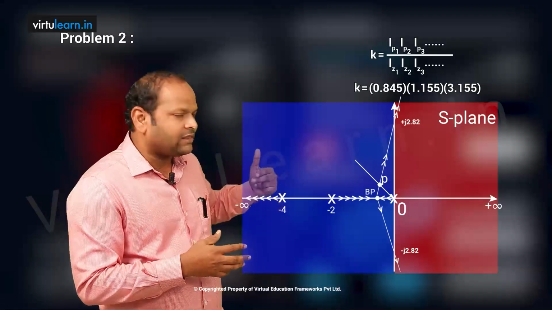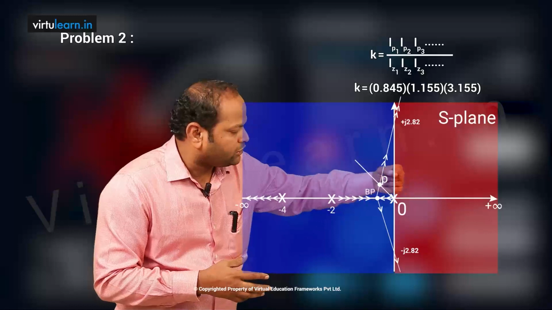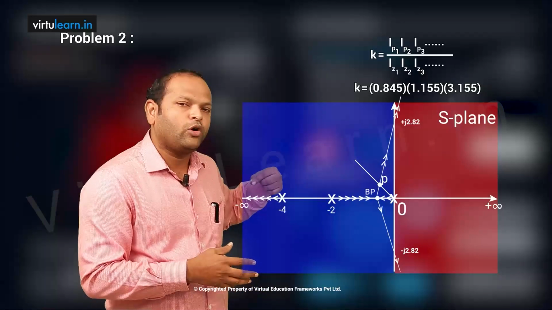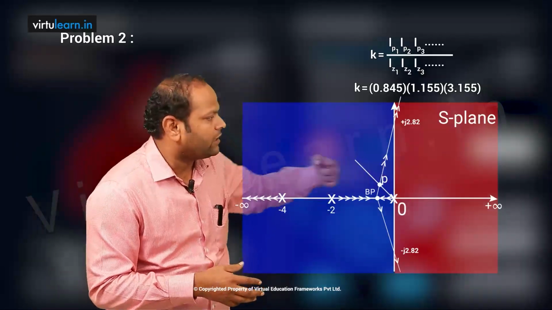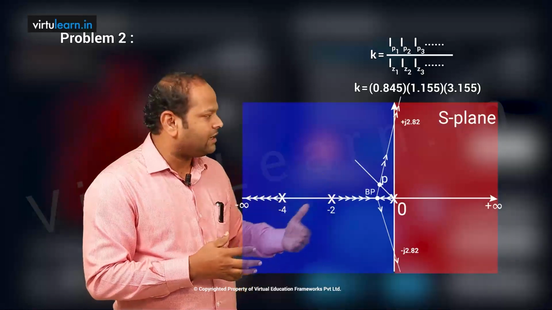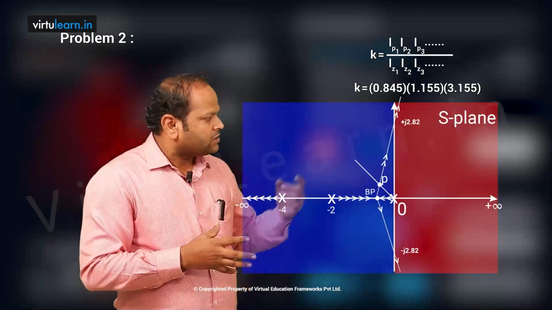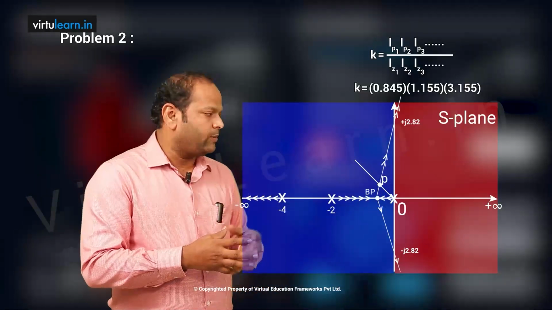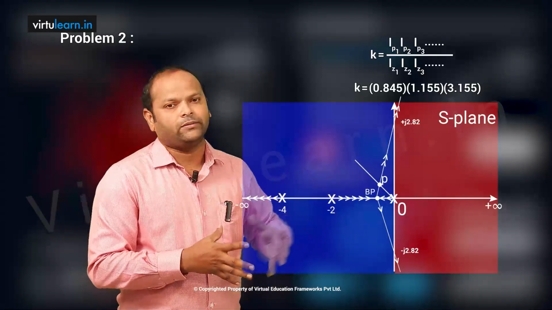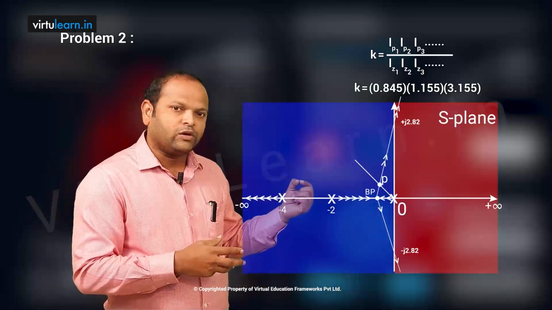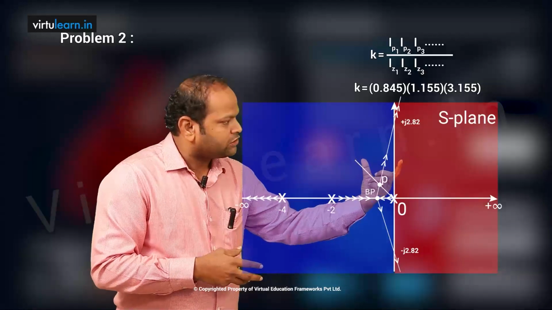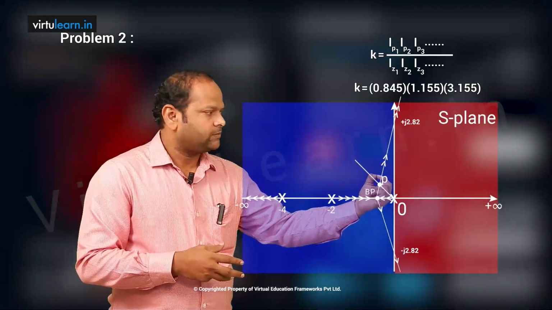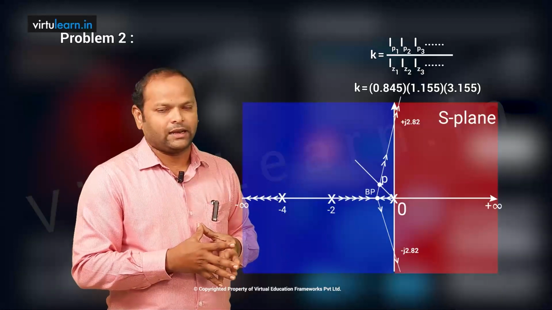Now similarly LP3. LP3 is from the break point to the pole at s is equal to -4. The distance you can measure, it is very clear, 3.155. So you just multiply all these things, you will be getting the k value as 3. That means at k is equal to 3, these 2 poles will be at the break point. Okay. Now we can easily analyze.